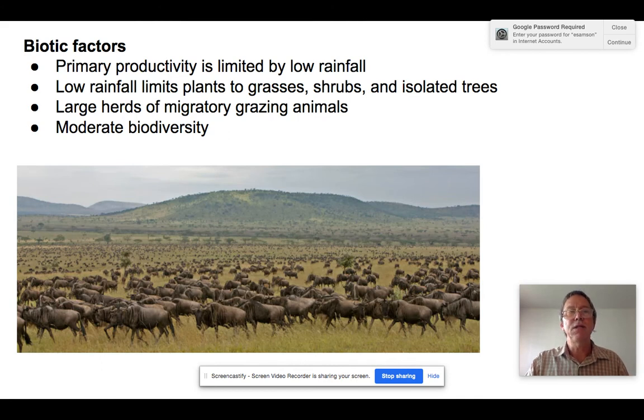Biotic factors is we tend to have limited productivity because of our rainfall issue. But the other thing is we have large herds of migratory grazing animals. They tend to eat a lot of the small trees that might tend to grow. And we have moderate biodiversity.